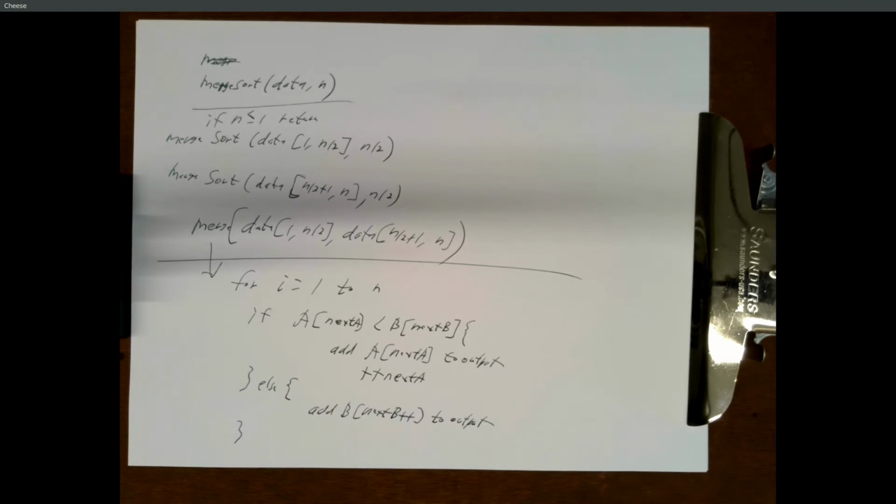Simply go through n times, or n pieces of data. A and B are our 2 subarrays. Next A and next B are initialized to 0. So if A bracket next A is less than B bracket next B, add A bracket next A to the output and increment next A. Otherwise, add B bracket next B to the output and increment next B.